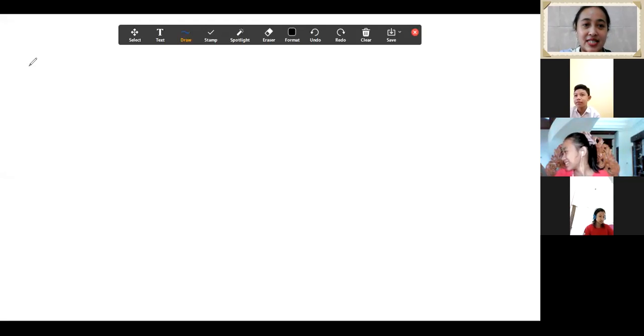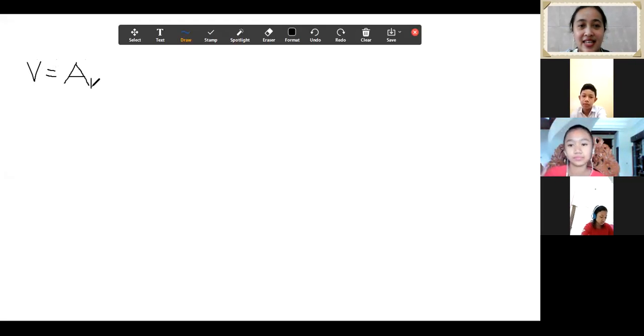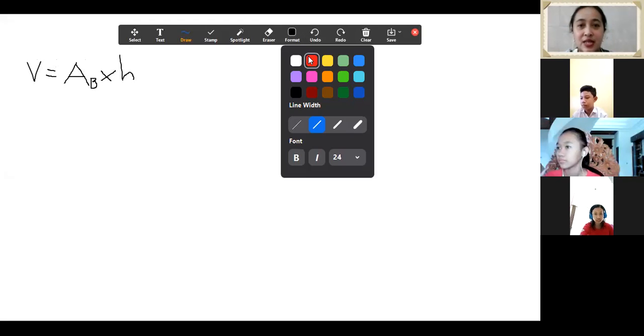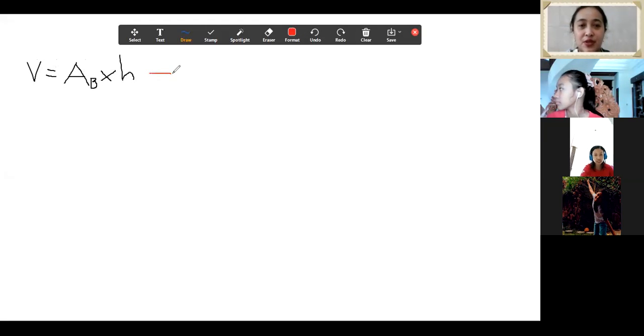Review our last meeting. To find the volume of a 3D shape, you have to multiply the area of the base, and then multiply it by height. And this is for finding the volume of a prism.